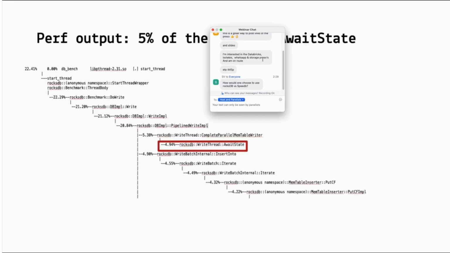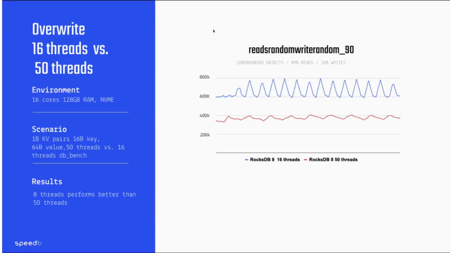So we were running perf on a write operation with DB bench, and we found that 5% of the time the write flow is in a wait state, which is a lot. And also in some scenarios, we get much more performance with 8 threads than with 50 threads. So the parallelism is not working very well for all scenarios.